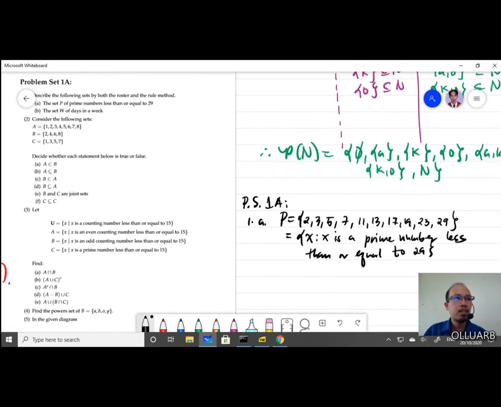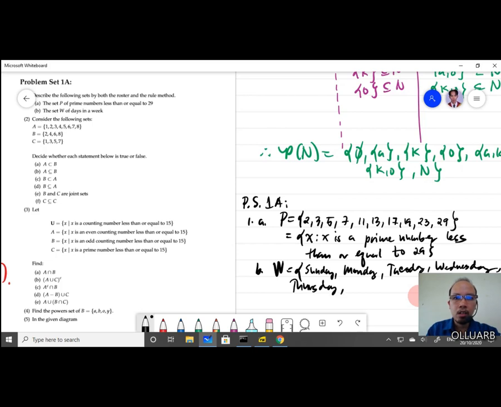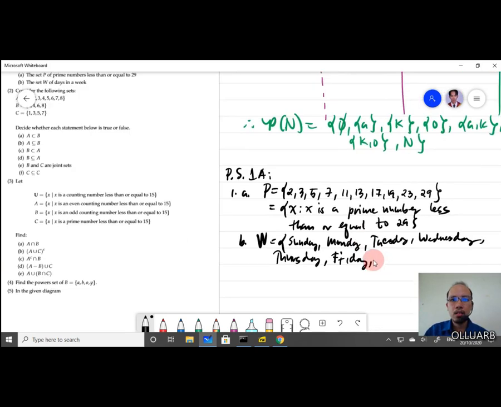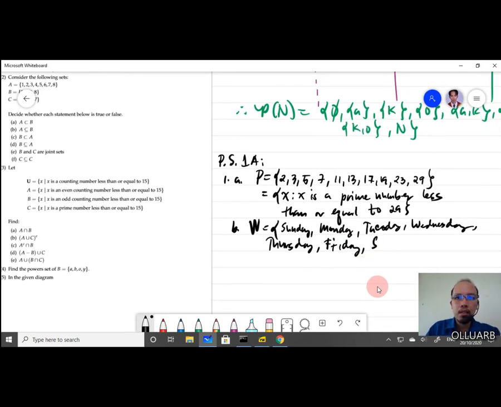Okay, so letter B. For letter B, we have W. Roster method, the days in a week. So we will start at Sunday, Monday, Tuesday, Wednesday, Thursday, Friday, and then we will have Saturday.